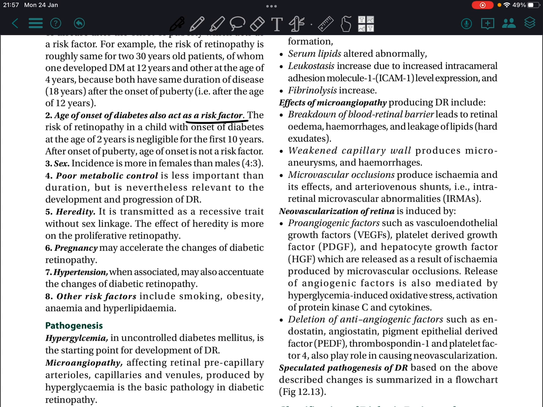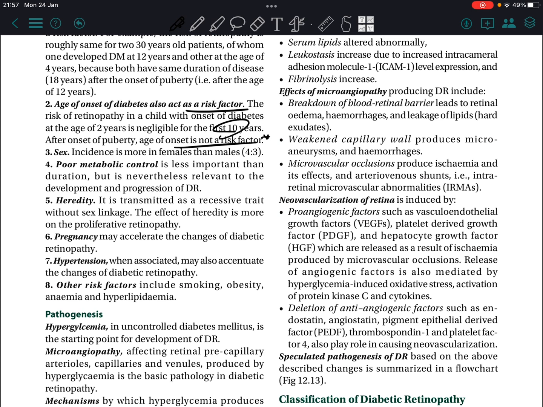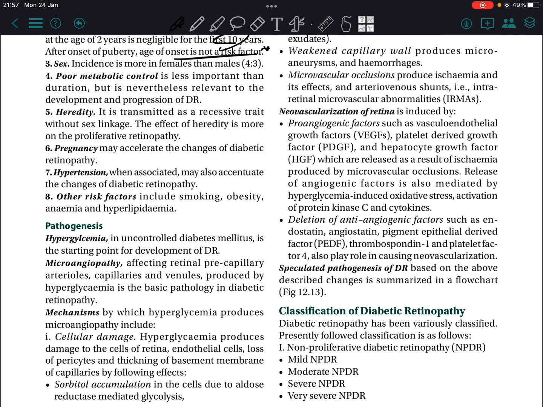Risk of retinopathy in a child with onset of diabetes at age 2 is negligible for the first 10 years. After onset of diabetes, age of onset is not a risk factor. Slightly more in females than in males. Poor metabolic control is less important than duration, but is nevertheless relevant to development. Hereditary: recessive trait without sex linkage.